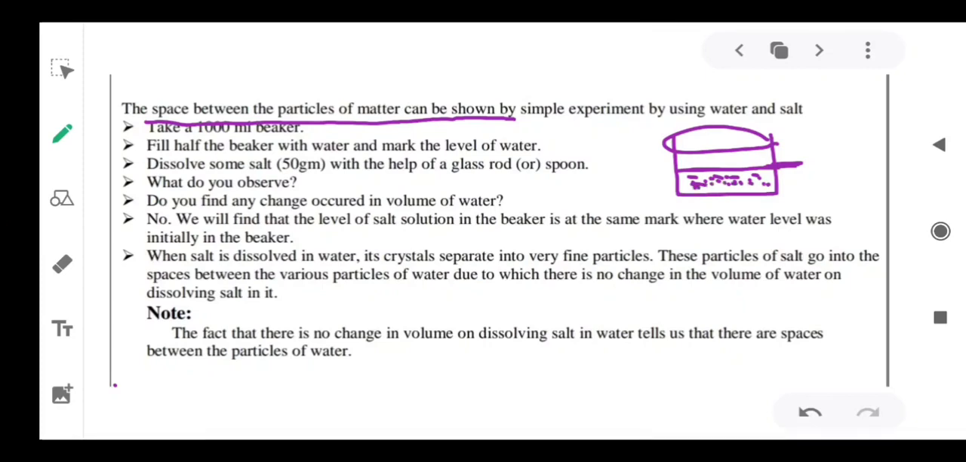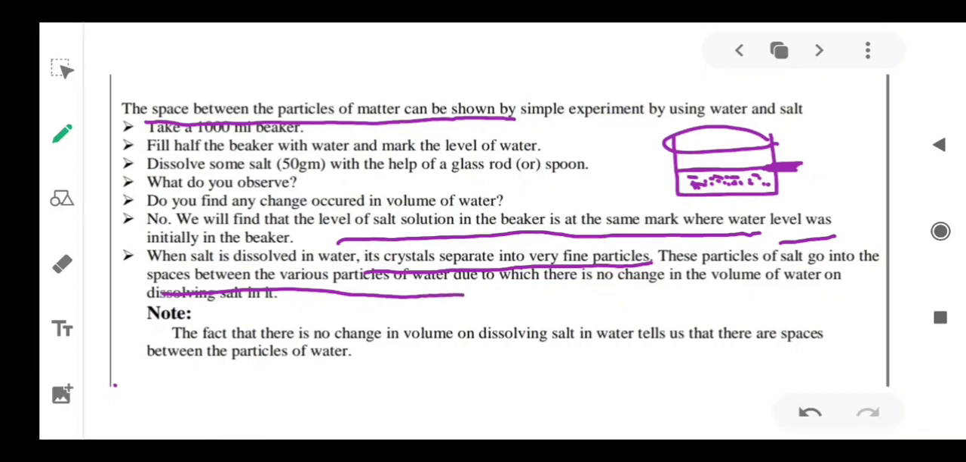What do you observe? Did you find any change in the volume of water? No. We will find that the level is the same. The level of the salt solution in the beaker is at the same mark where the water level was initially. When salt is dissolved in water, its crystals separate into very fine particles. Those particles of salt go into the spaces between the particles of water. So, due to this there is no change in the volume of water.